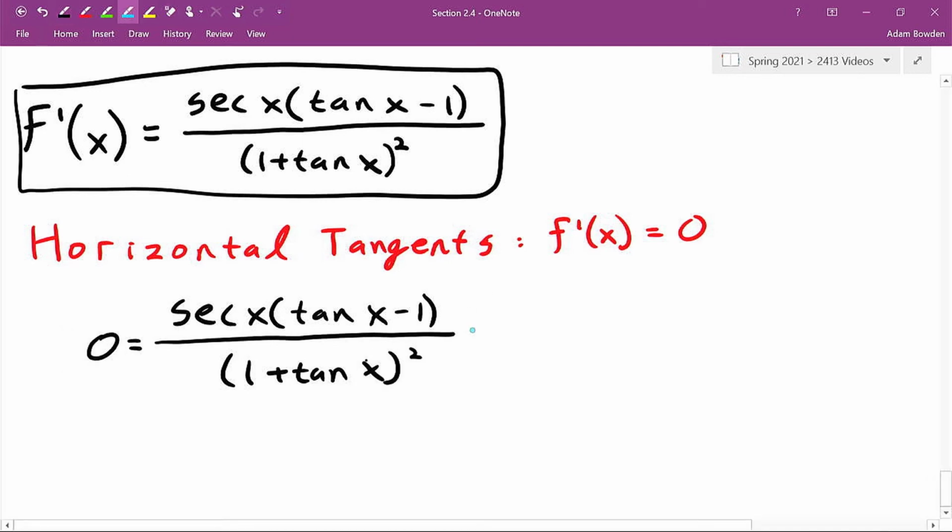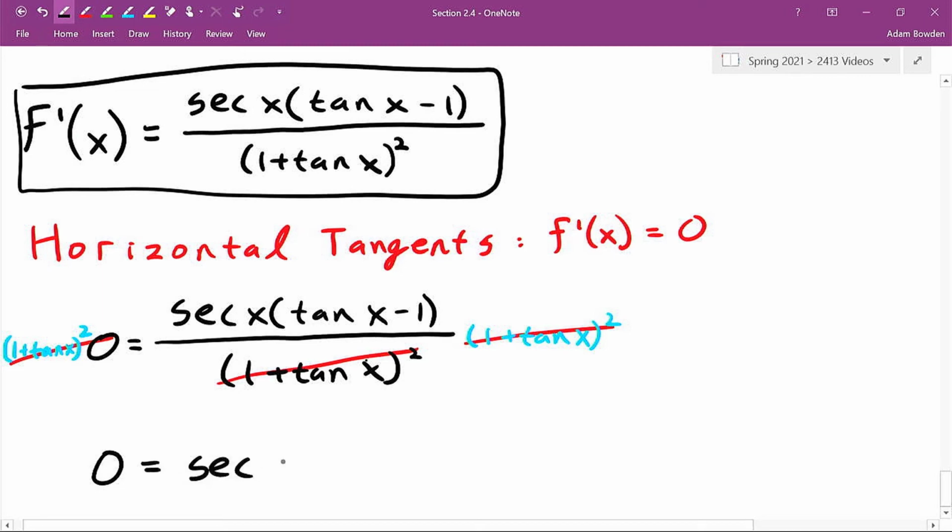So technically when we're trying to solve this, we do need to reduce the denominator and solve with the numerator. So I can multiply both sides by (1 plus tangent x) all squared to go ahead and reduce that. The other side is still going to stay 0. So we have 0 equals secant x, tangent x minus 1.